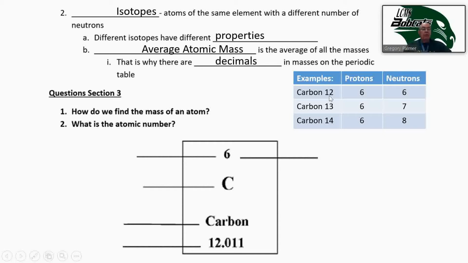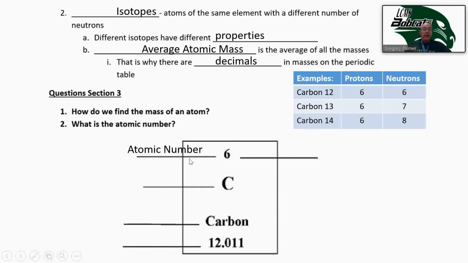So in the world, if we add up all the 12s, plus all the 13s, plus all the 14s, well, the average is going to be a little bit above 12. So that's why we see this as being 12.011. Okay? It's because there's just a tiny amount of 13 and a tiny amount of 14 in the world.